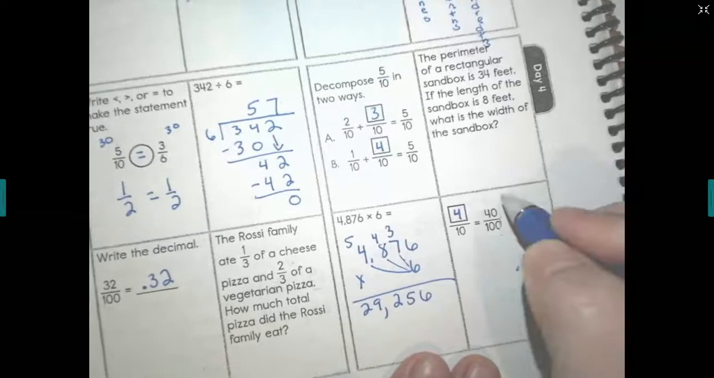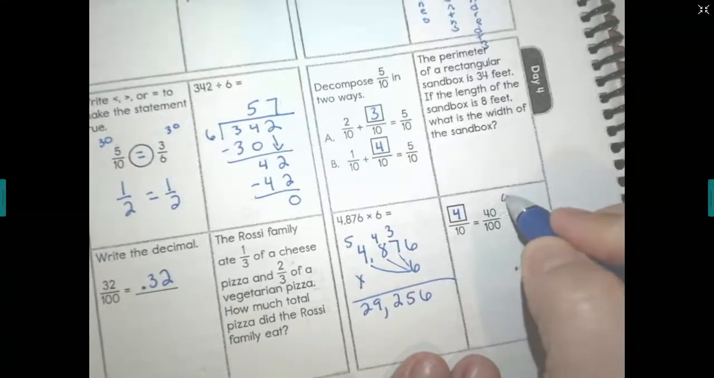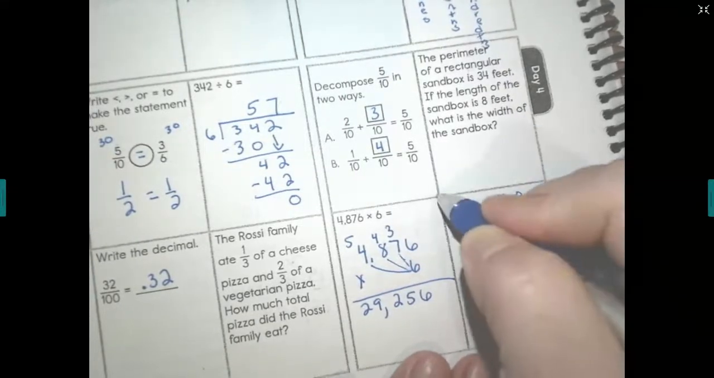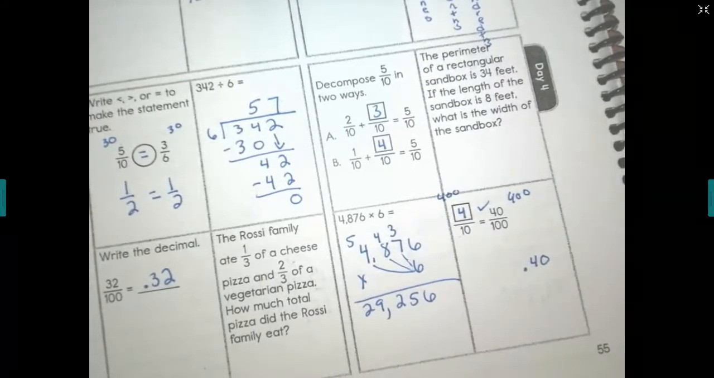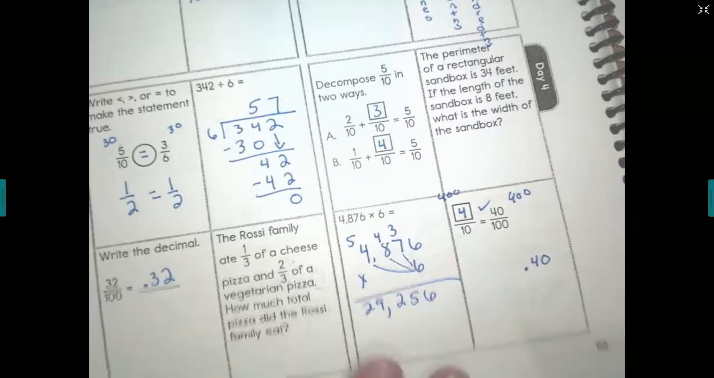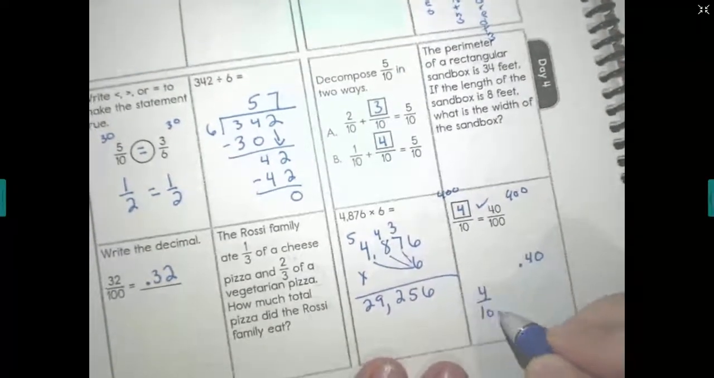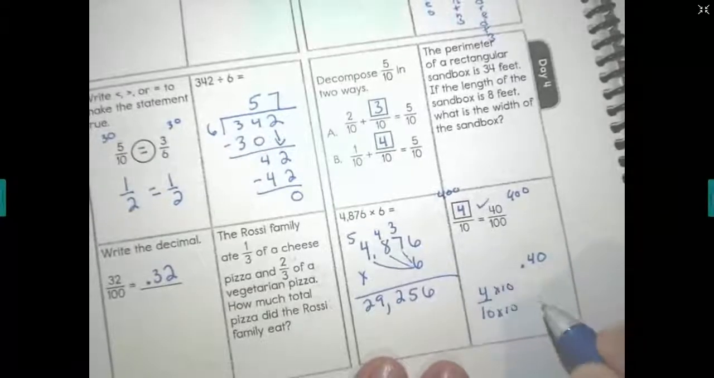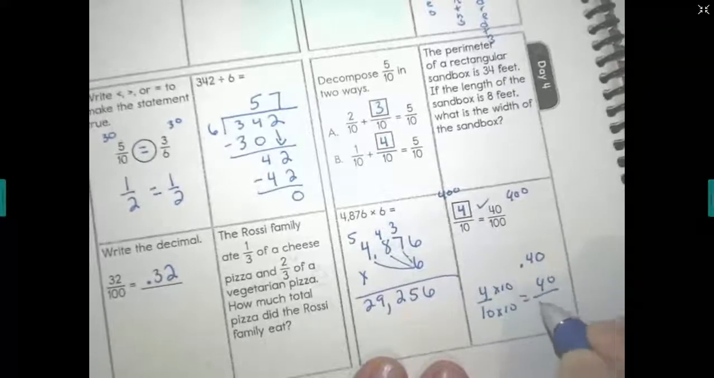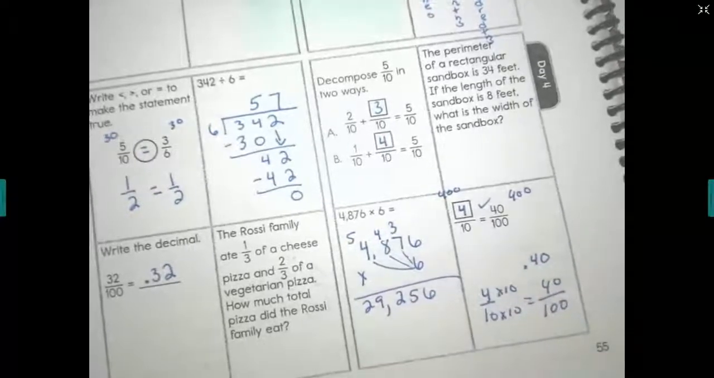10 times 40 is 400, and 100 times 4 is 400. So that is a good answer. So 4/10 is the same as 40 over 100. You can also think about it as 4/10. If I were to try to get like denominators, I could do times 10 times 10, and I would get 40 over 100. So it's another way to kind of think about it.